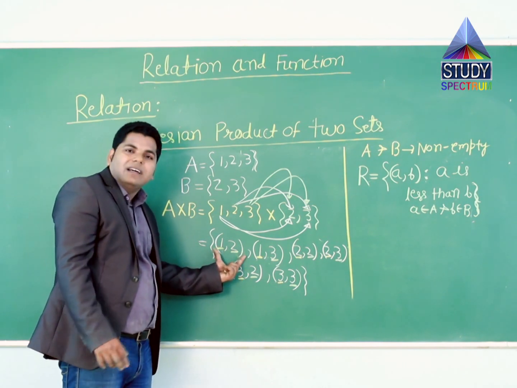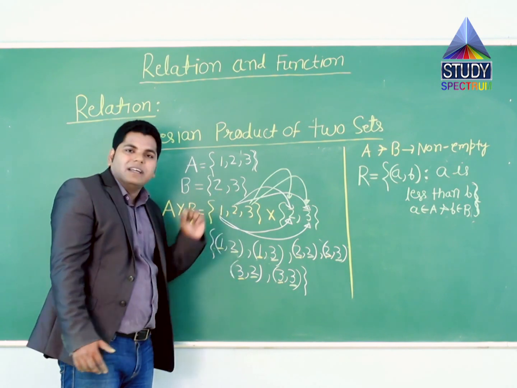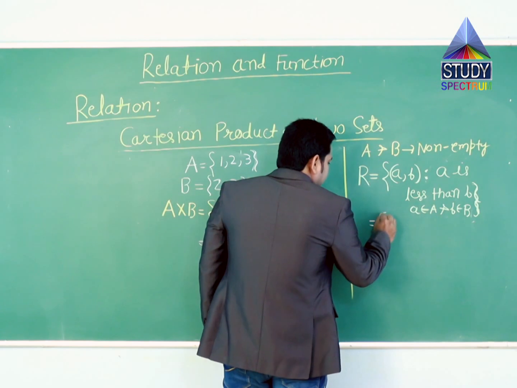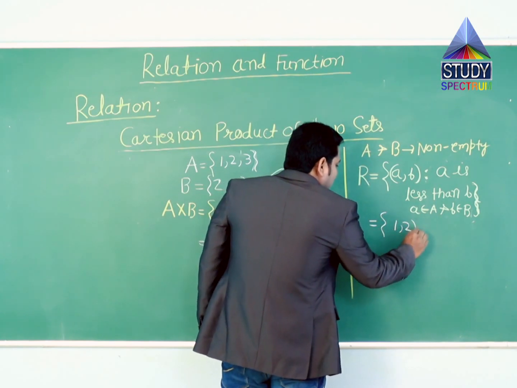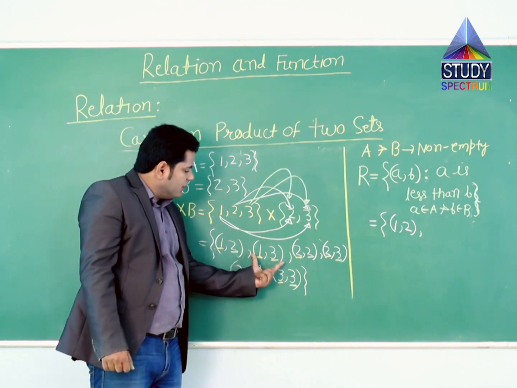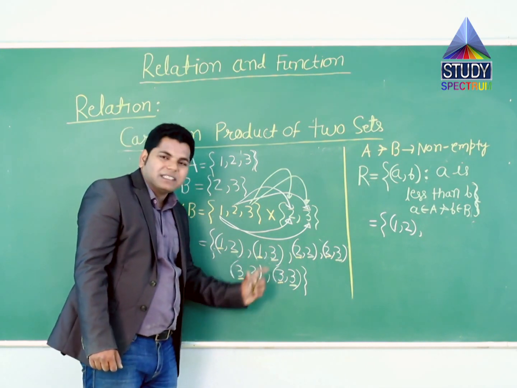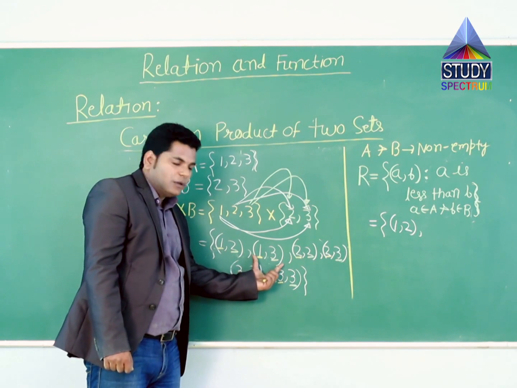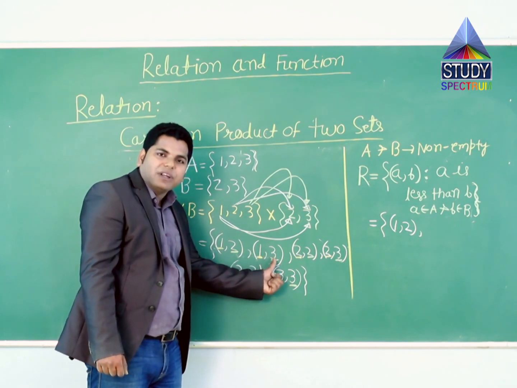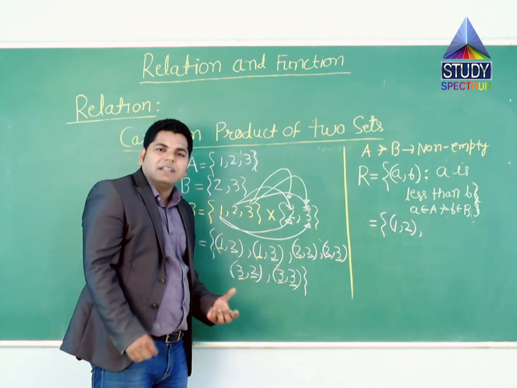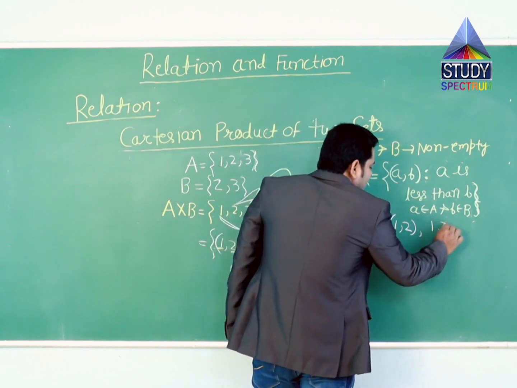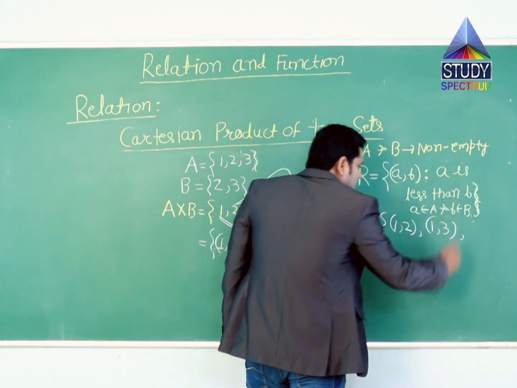So this order pair will come under the relation. So we can write 1, 2 will come under this relation. Now come to the second order pair, 1, 3. In this case also, the first component is less than the second component. So 1, 3 will also come under that relation, and 1, 3 will be an element of that relation.